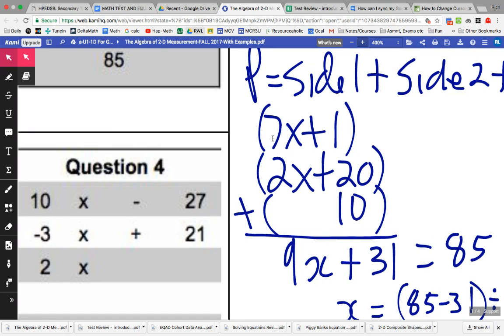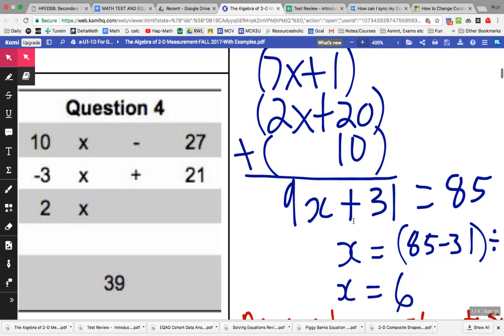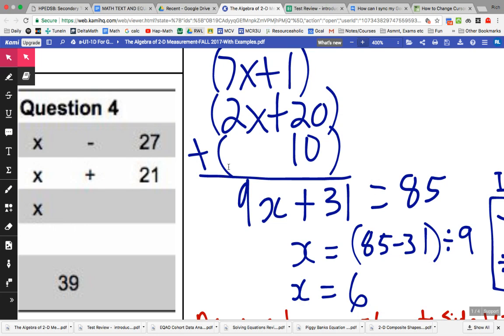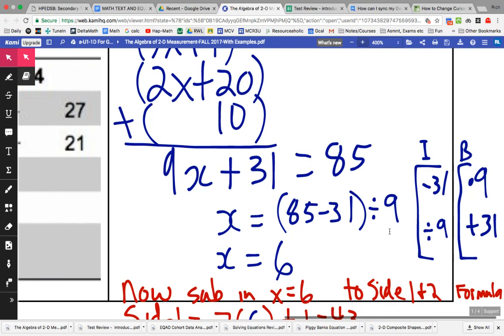Until we know what x is, we've got to keep our x terms and our constant terms apart. So I can add 7x and 2x, and that makes 9x altogether going all the way around the triangle. Then there is 1 constant, 20 constants, and 10 constants. 20 plus 10 is 30, plus 1 more is 31. That equation now describes the perimeter of the triangle, the distance around the outside. Now that would add up to 85, which is given in the question. So now we have this equation, and we need to solve it for x.